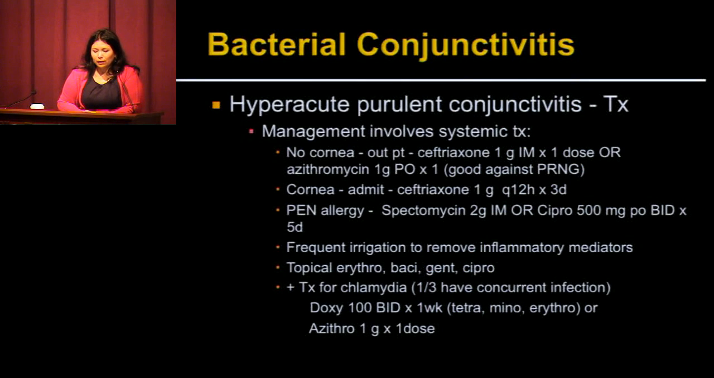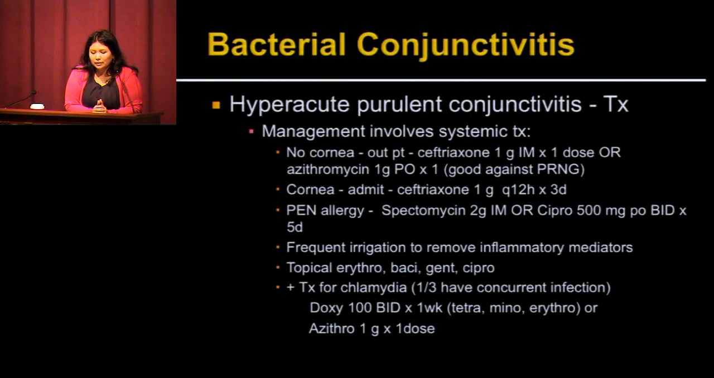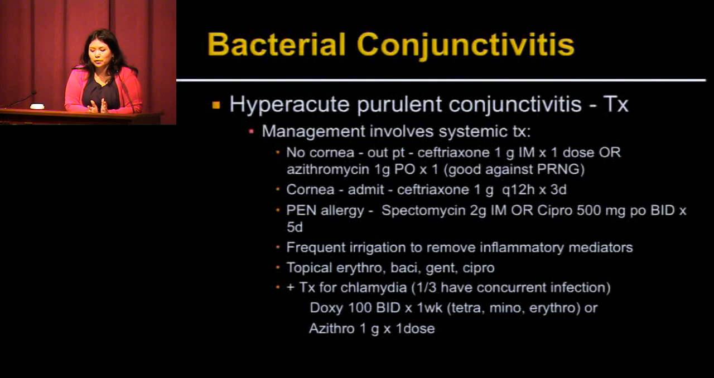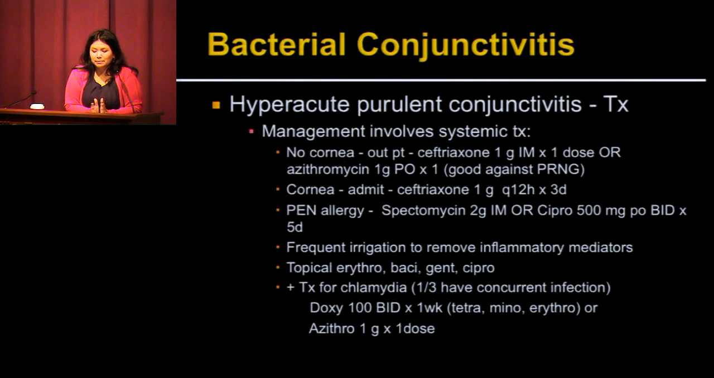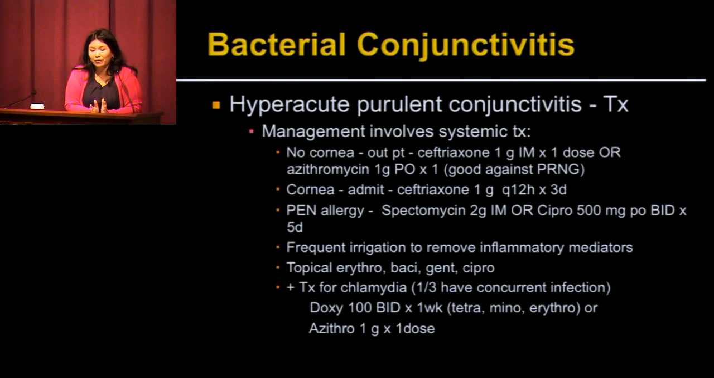So management, this is all, again, from your BCSC, the criteria for how you're going to treat this. If the cornea is not involved, they're saying you can just give an IM dose of ceftriaxone, and I believe that had been in my OCAPs as well, or azithromycin. They find that azithromycin 1 gram dose is not only good against penicillin-resistant Neisseria gonorrhoeae, but also good for treating chlamydia. So if you have a gonorrhea diagnosis, you're going to suspect chlamydia.